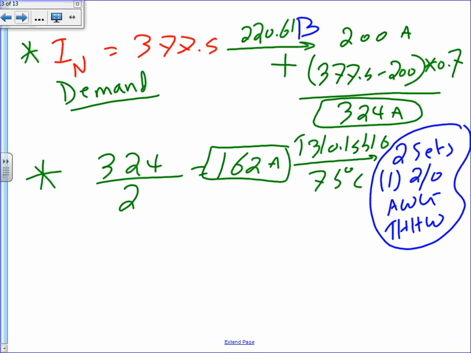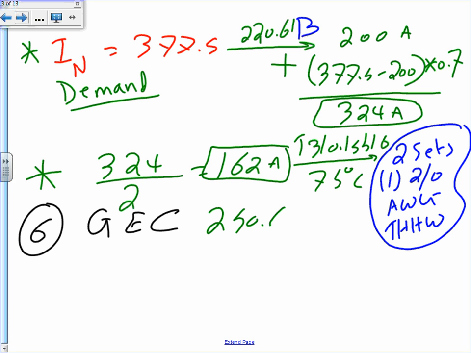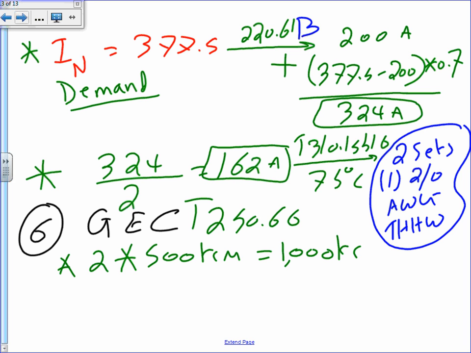Last but not least, that would be number 6. Number 6 is, I would like you guys to size the grounding electrode conductor. How do you size a grounding electrode conductor? 250.66. So how many sets do we have? We have 2 sets, multiply them by 500 kcmil. That will get you 1000 kcmil.